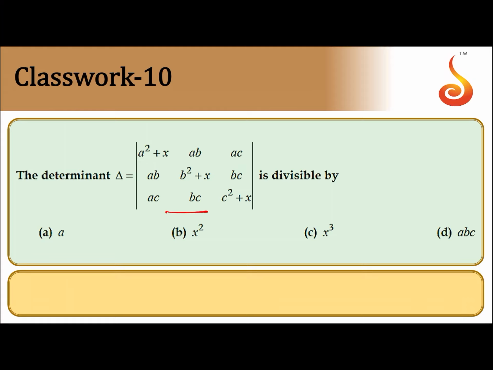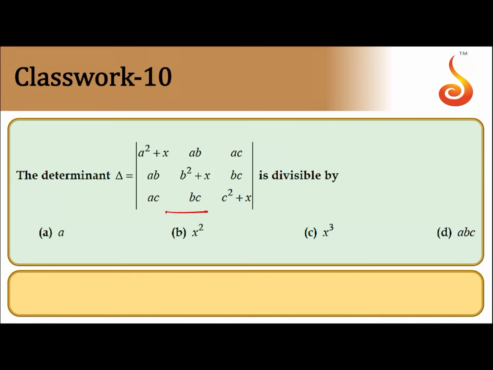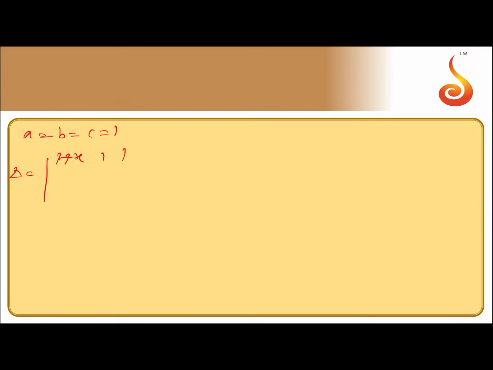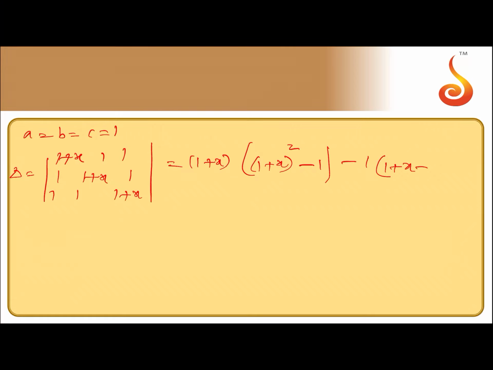So let me take up a equals to 1, b equals to 1, c equals to 1. So if you take up a equals to b is equals to c is equals to 1, then delta is equals to the determinant. You'll be getting it as 1 plus x, 1, 1; 1, 1 plus x, 1; 1, 1, 1 plus x. And that determinant is equals to 1 plus x multiplied by 1 plus x taken whole square minus 1, of course, the first one, minus 1 multiplied by 1 plus x minus 1, and plus 1 multiplied by 1 minus 1 minus x.